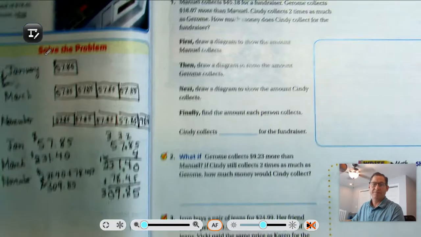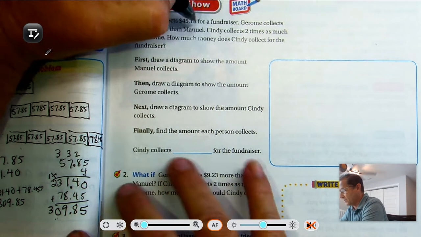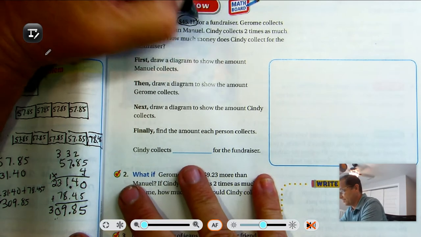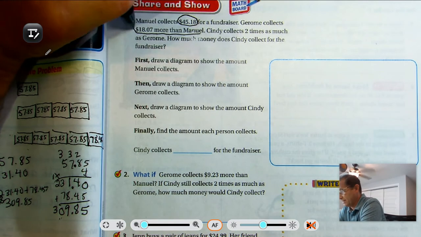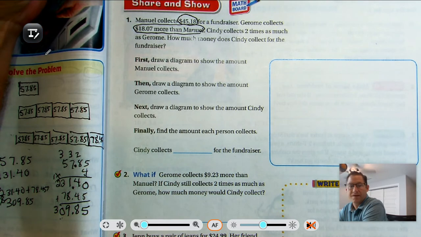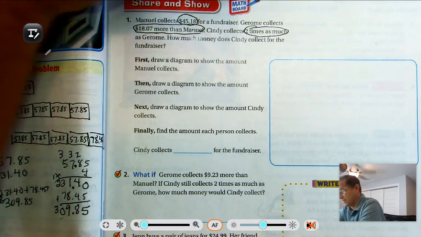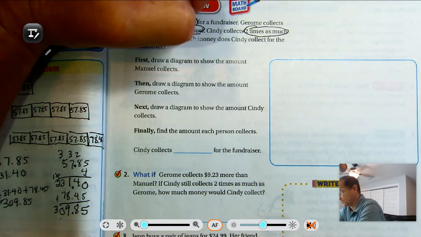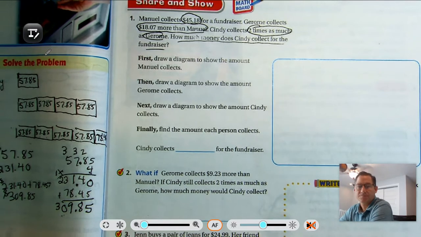All right, 185, number one. Manuel collects $45.18 for a fundraiser. Jerome collects $18.07 more than Manuel. And Cindy collects 2 times as much as Jerome. How much money does Cindy collect for the fundraiser?